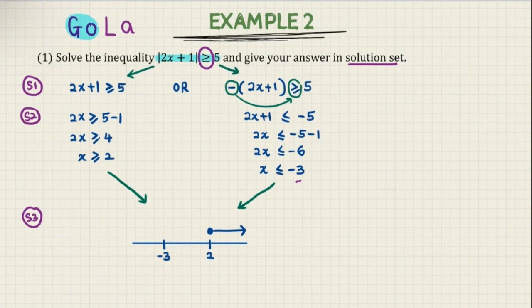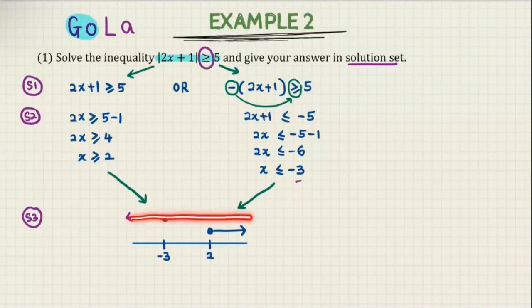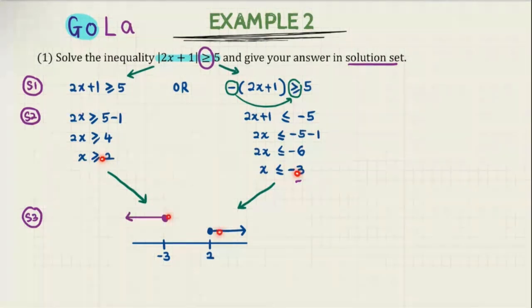X less than or equals to negative 3. So draw dia dekat atas sedikit. So negative 3 bulatan penuh ke arah kiri. Sebab apa dia ke arah kiri? Sebab less than or equals to. Arrow kita ke arah kiri. Okay, so nampak kat sini dia berada dalam dua line yang berbeza. Okay. So kalau kita ada dua jawapan seperti ini, dia akan ada dua line lah.